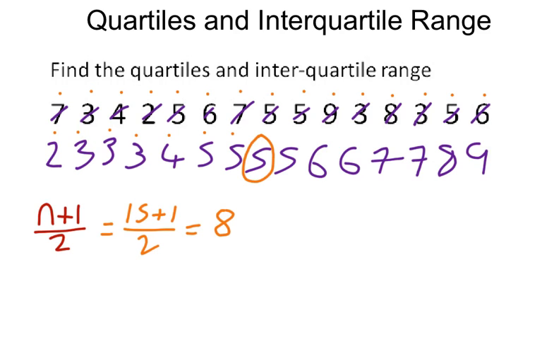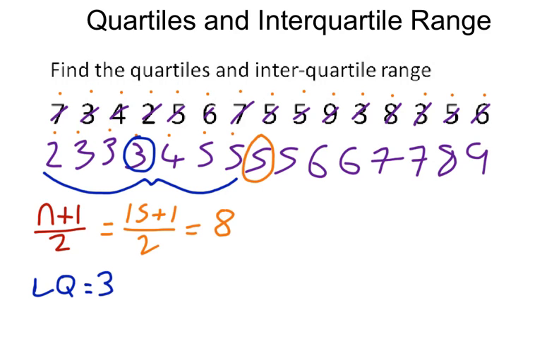Now to find the lower quartile and the upper quartile. The lower quartile is the quarter of the way through the data, and we look at the first half of the data. We look at this part of the data here, and we take the median of that part of the data. So the median of that section there is 3. So the lower quartile, often abbreviated to LQ, is 3.